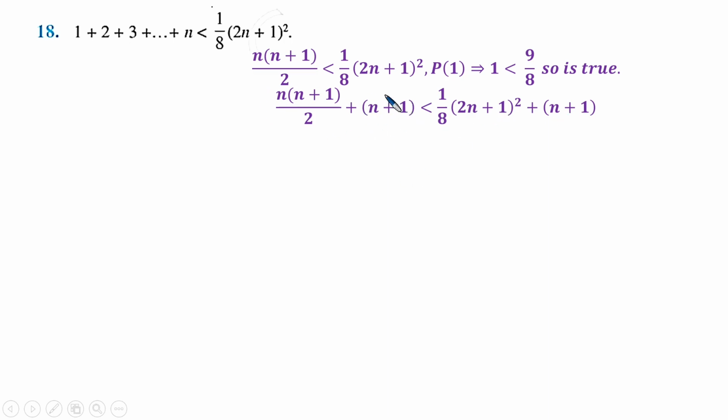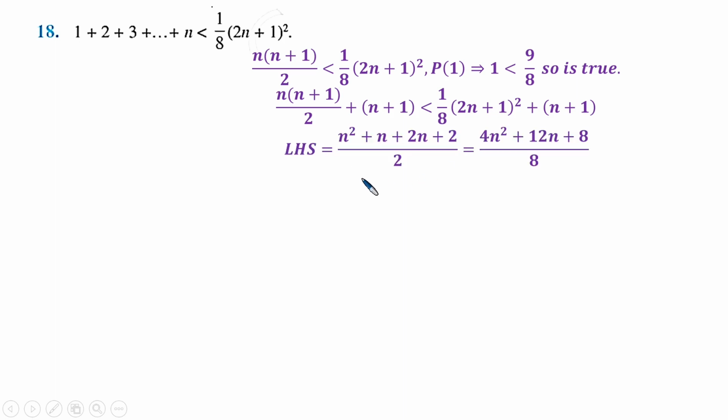So let us first find the value of the left hand side, and I call this the right hand side. So what is the left hand side? Left hand side is n square plus n plus 2n plus 2, which I have written here, divided by 2, but I want 8 here. So I multiply all the terms by 4, and if I add, I will get 4n square plus 12n plus 8 by 8. Just go through, this is a very simple thing.